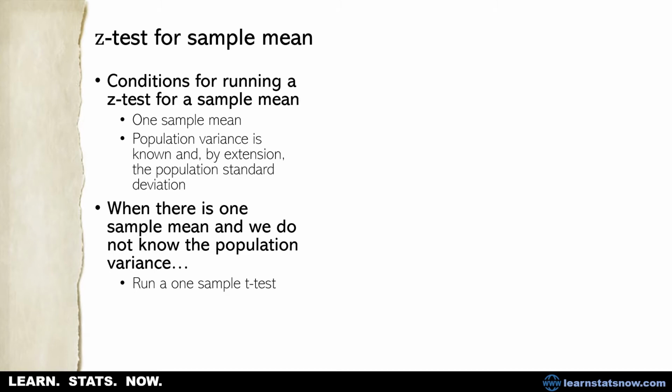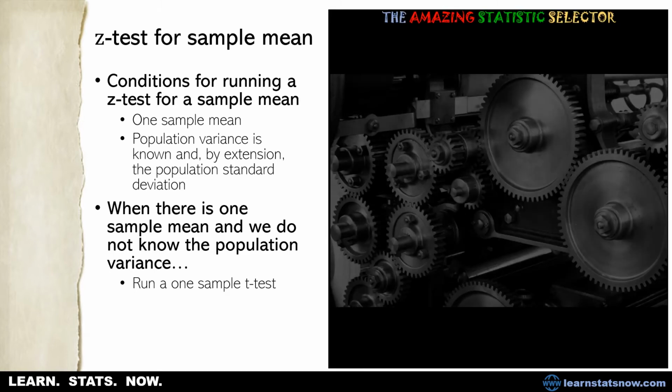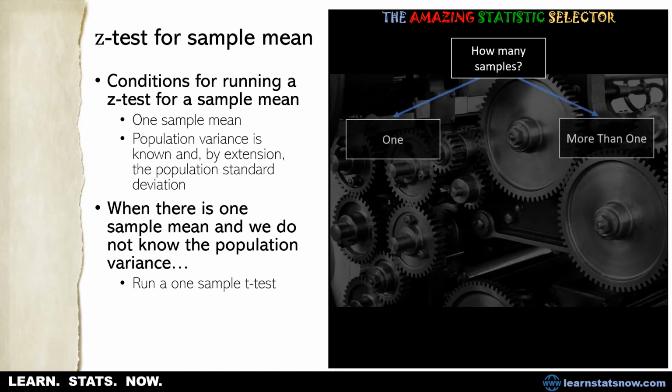Now it's time to introduce the most fun part of this entire video series, and that is the amazing statistics selector. We're going to need a decision tree to help us pick which statistics we should run given our research questions and our research design. So we're going to start off the amazing statistics selector by simply asking how many samples do we have? Well, at this point, we're just dealing with single samples. So our choice is really, do we have one sample or do we have more than one sample?